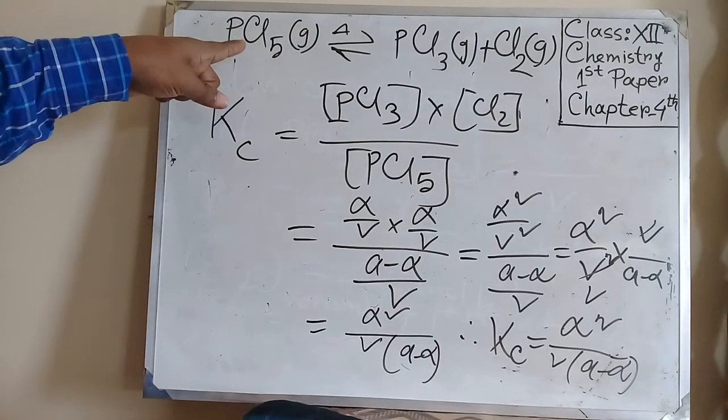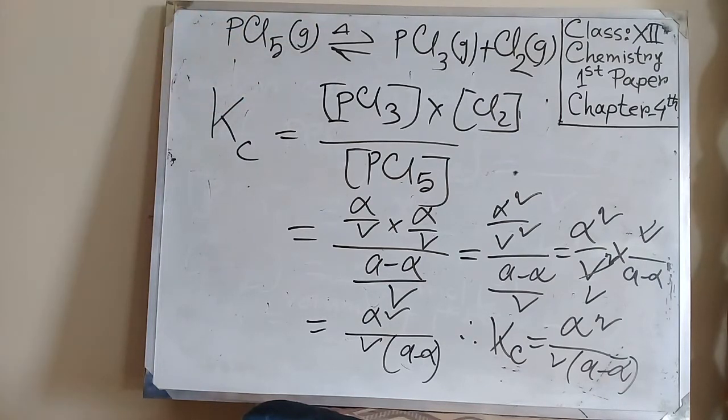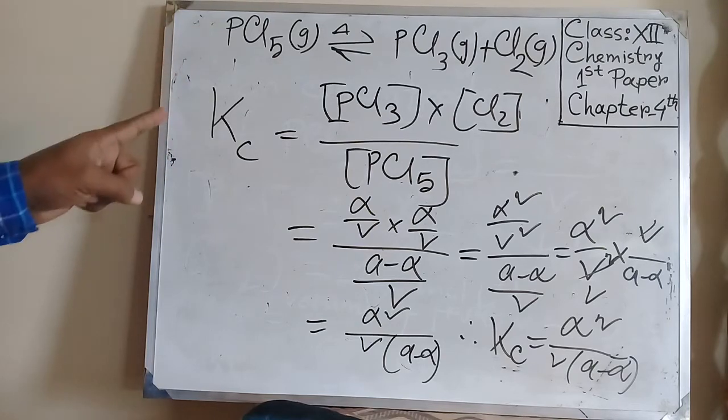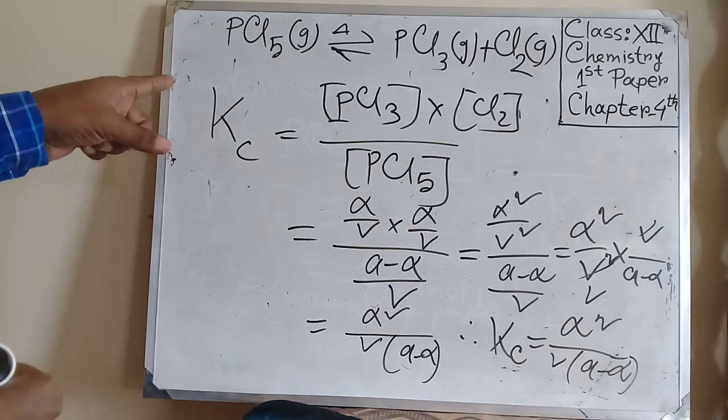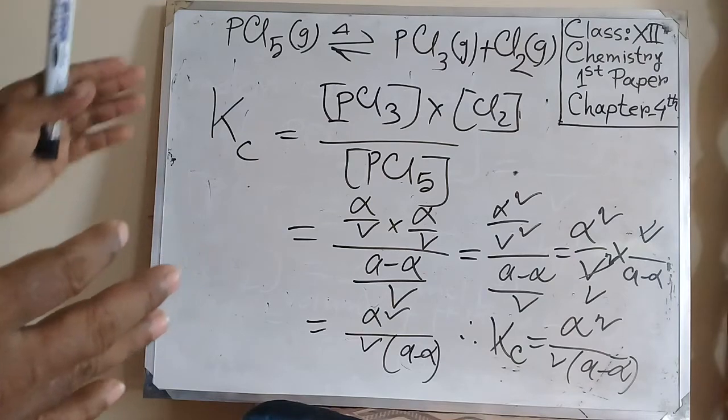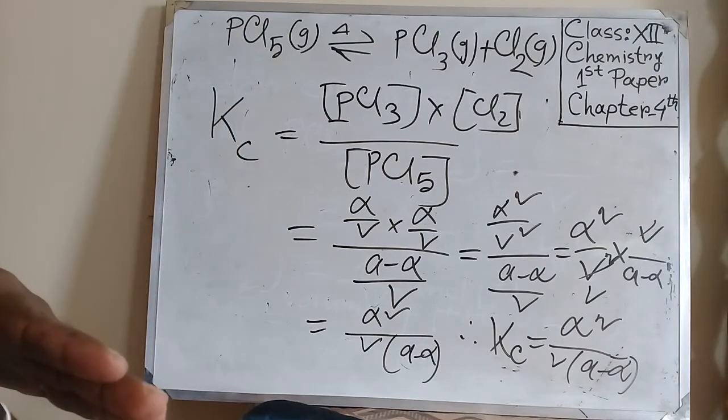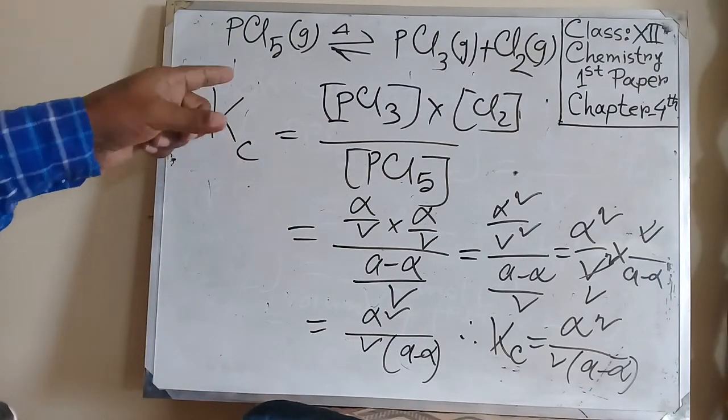That means the dissociation of phosphorus pentachloride into phosphorus trichloride and chlorine. Of course, we will find Kp, the molar equilibrium constant in partial pressure, next page or next time.